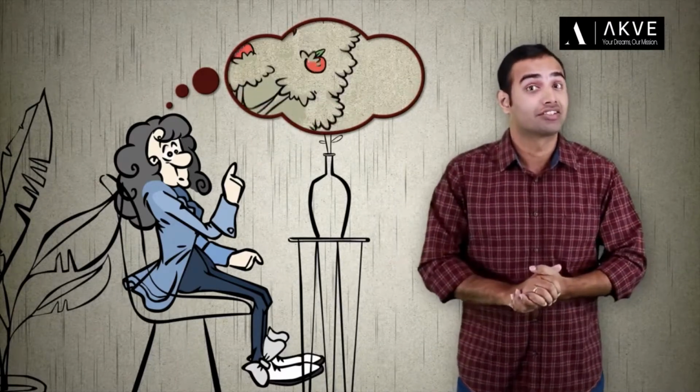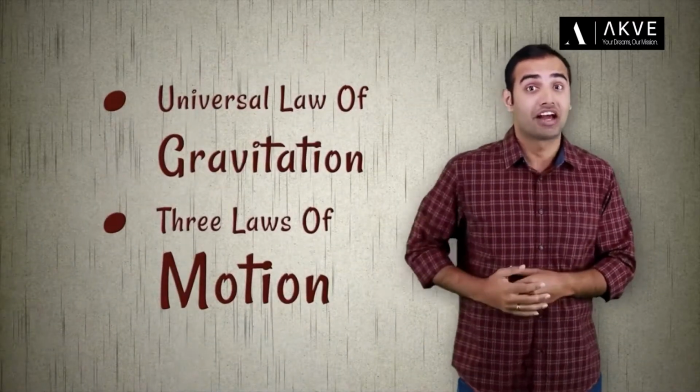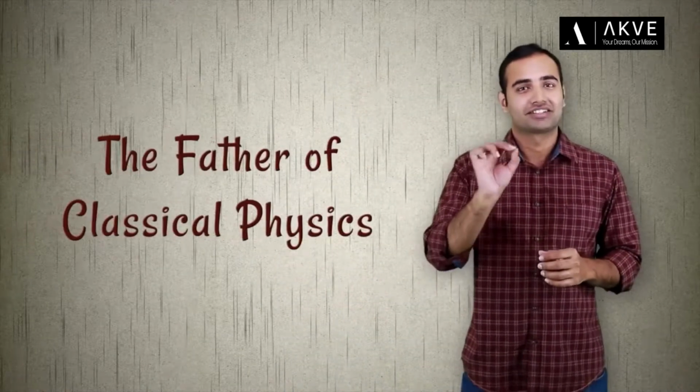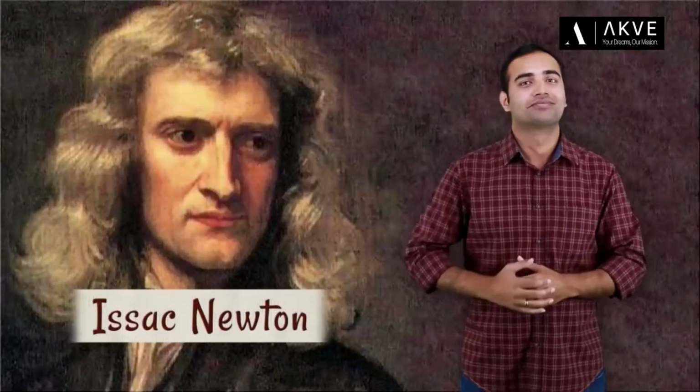And after a few years, he comes out with two of the greatest theories of classical physics: the universal law of gravitation and the three laws of motion. So by now, most of you, I'm sure, have figured out which physicist I'm really talking about. I'm talking about the father of classical physics, Isaac Newton.